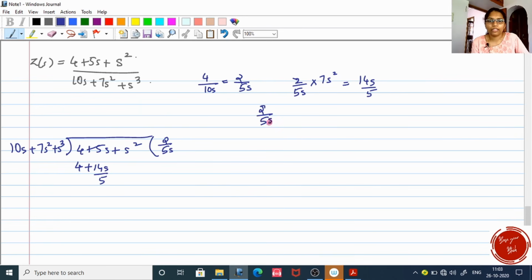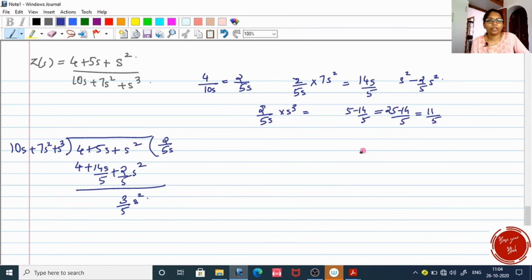2 by 5s into s cube is 2 by 5 s square, isn't it? Now, subtract it. S square minus 2 by 5 s square is 3 by 5 s square. So, next, 5 minus 14 by 5 is 25 minus 14 divided by 5, 11 divided by 5. So it is 11 divided by 5s.